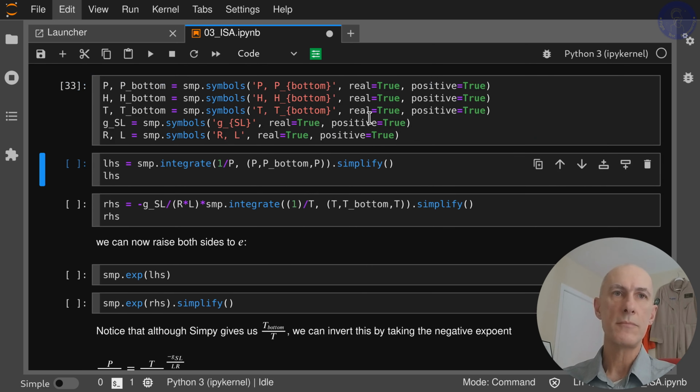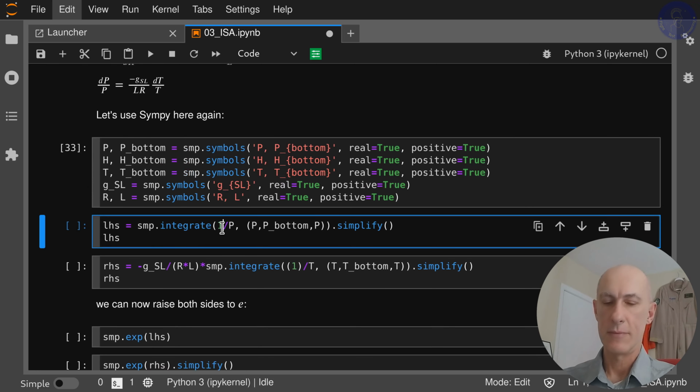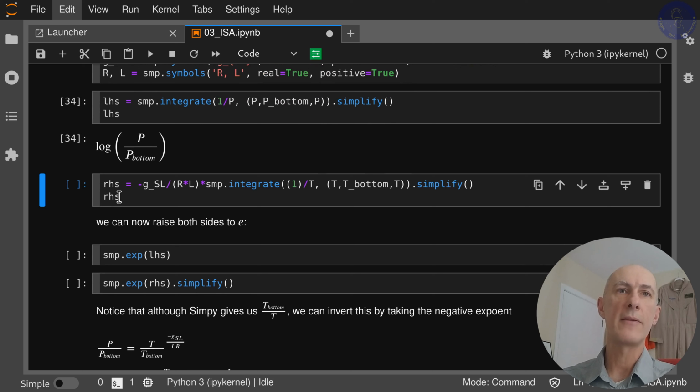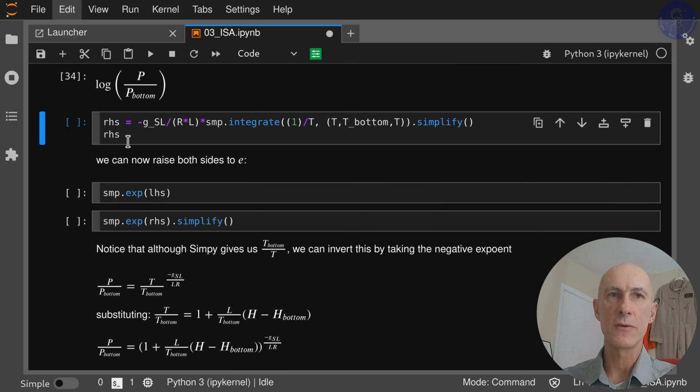Here, we define the left-hand side as 1 over P, and I'll already ask SymPy to integrate it. Then define the right-hand side as this constant, so I'm going to put it outside of the integral, and then integrate dT over T, just like so. Right-hand side, that's a constant times the integral of 1 over T, from T bottom to the top of the band, T.